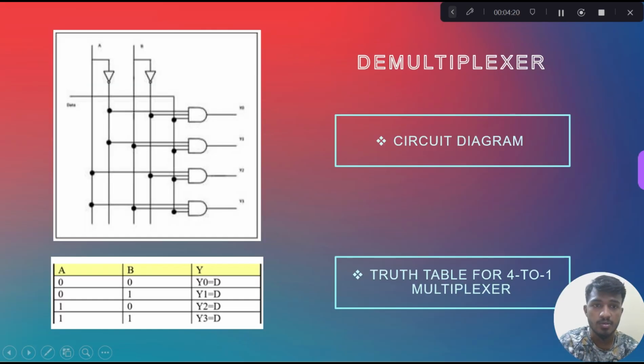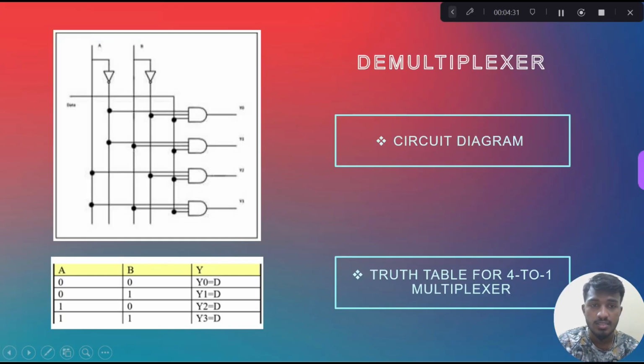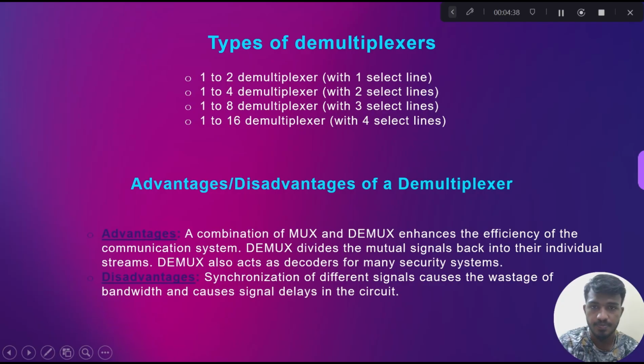So now let's see the demultiplexer circuit diagram and the truth table for a 1 to 4 demultiplexer. This is the circuit diagram of demultiplexing, and this is the truth table for the demultiplexer. Types of demultiplexer: 1 to 2 demultiplexer with one select line, 1 to 4 demultiplexer with two select lines, 1 to 8 demultiplexer with three select lines, and 1 to 16 demultiplexer with four select lines.